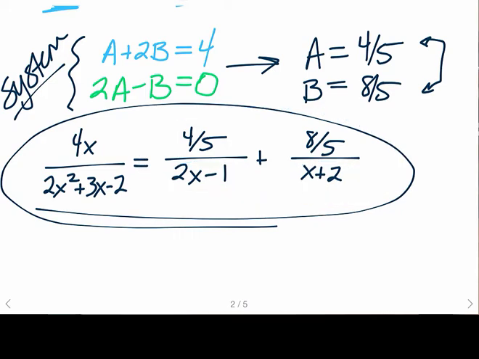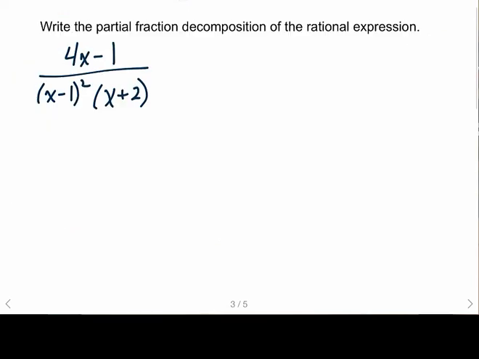We're going to see 3 more examples, and they highlight the different kinds of denominators that we could have. I told you there were, I don't remember what I said, but there are basically 2 kinds of denominators that we're going to look at, and then 2 iterations of each of those things. Let's look at our next example.